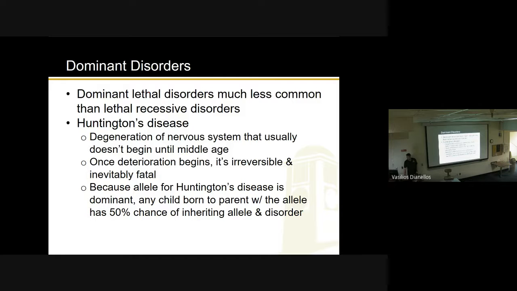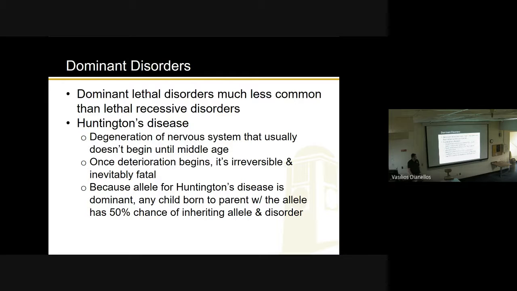That's a degeneration of the nervous system that usually doesn't begin until middle age. Until middle age. When I said it like that, it sounded like I was talking about a period in history. Once the deterioration begins, it's irreversible and inevitably fatal. And because the allele for Huntington's disease is dominant, any child born to a parent with the allele has a 50% chance of inheriting it. So if you have this disease, you have a 50% chance of giving it to your child, regardless of your mate.